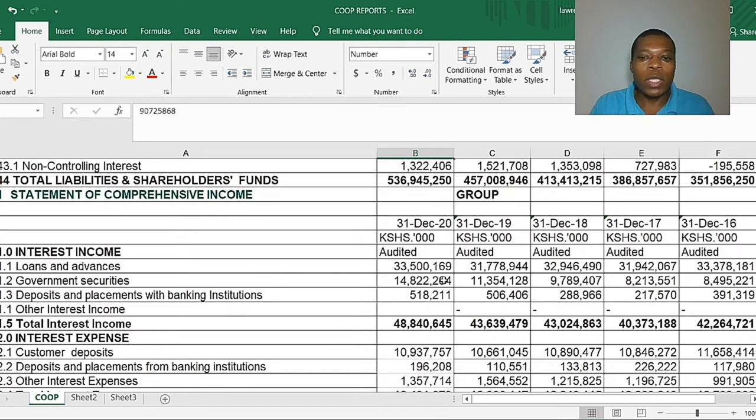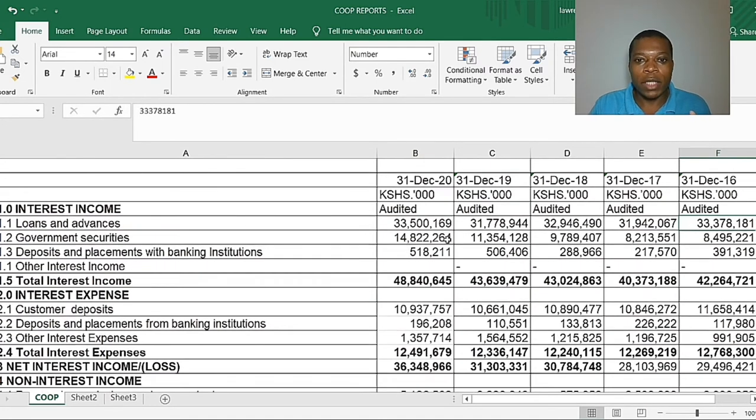So if we go to the interest income, which is the way the bank makes money, you can see the interest income, I mean the loans and the advances. This is the amount of money that they get from loans and commissions, when they give you a loan. You can see it has been consistent but slightly going up, which is good.